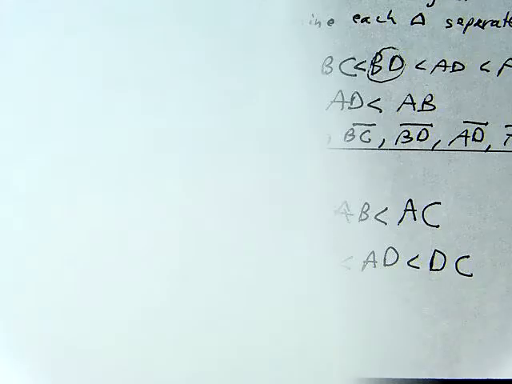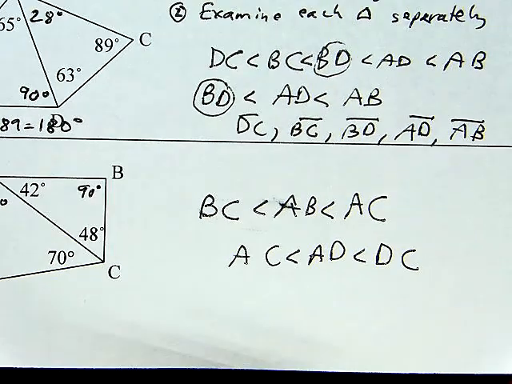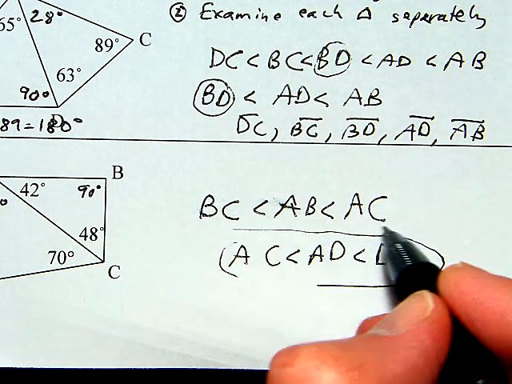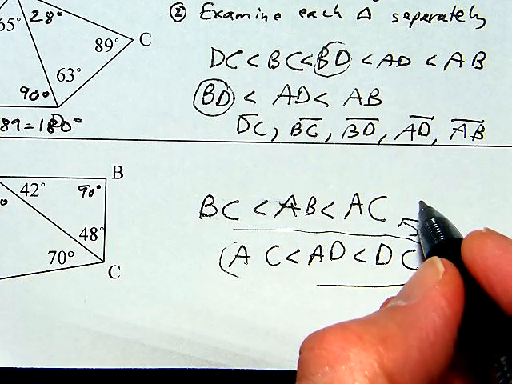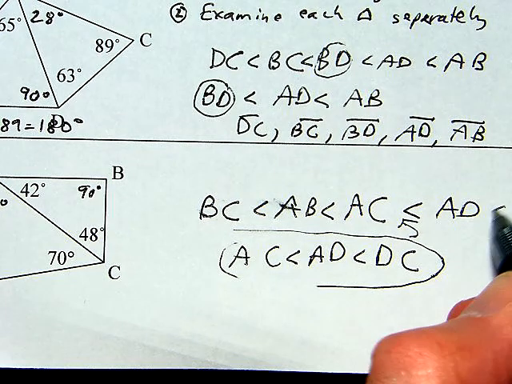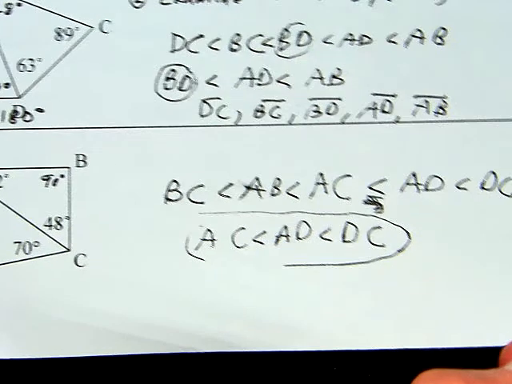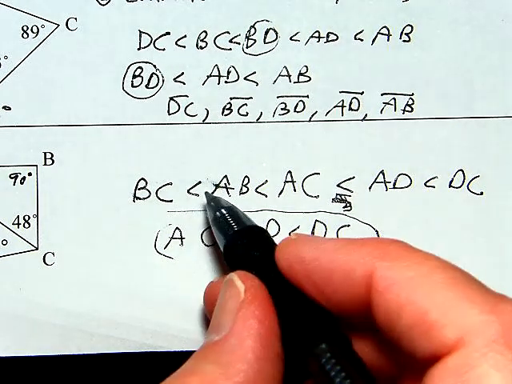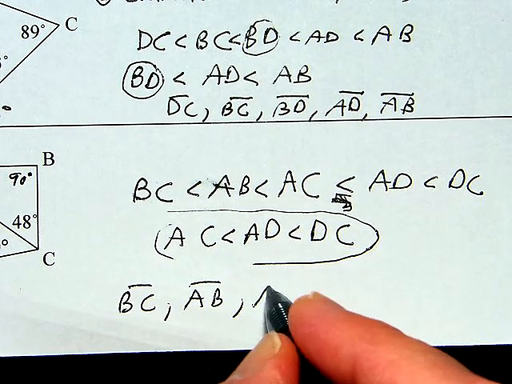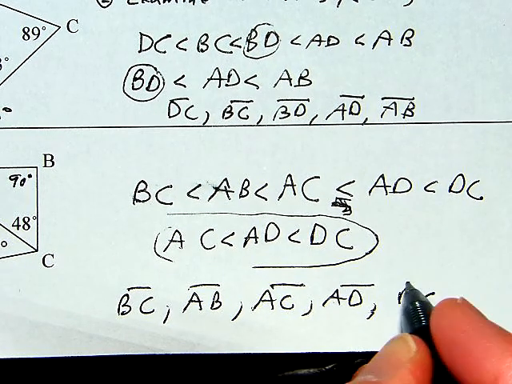So these are our resulting inequalities, and I hope again you see that we can take this group here and add it to the end over here. So we can say AC is less than AD, and AD is less than DC. Okay, and then what we've got is a whole string of inequalities. And we can now rank the sides from smallest to largest, because the smallest would be BC, followed by AB, followed by AC, followed by AD, and followed by DC.